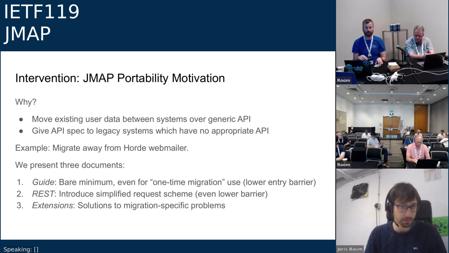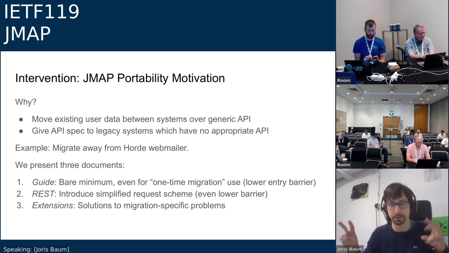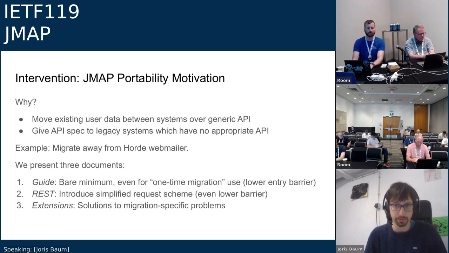So we would then present 3 documents. One first is the portability guide, which showcases a bare minimum of JMAP, even for such use cases, which we call a one-time migration. So you only migrate once and then you don't use the API anymore. So it has to be a very low entry barrier to implement JMAP.